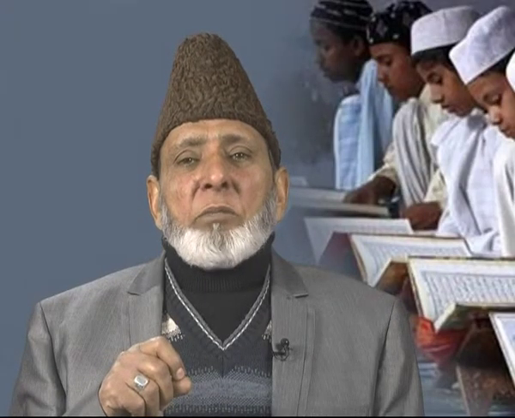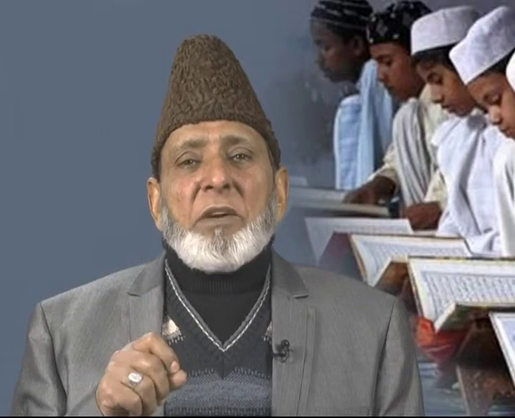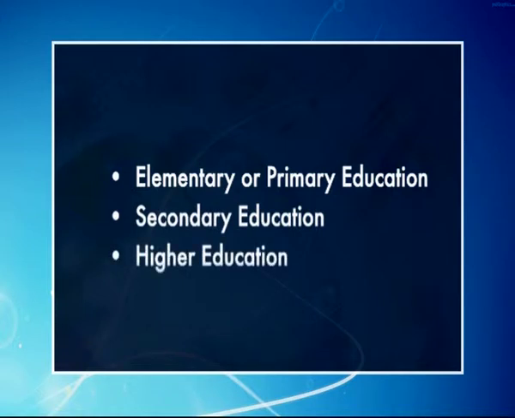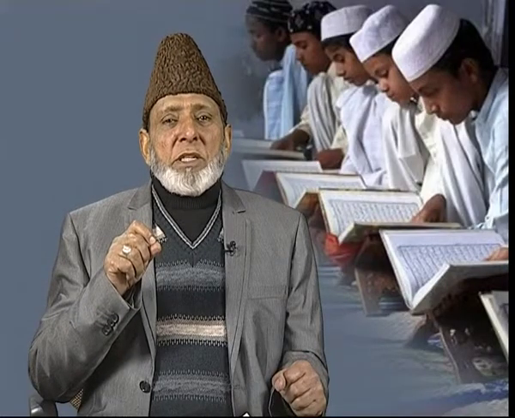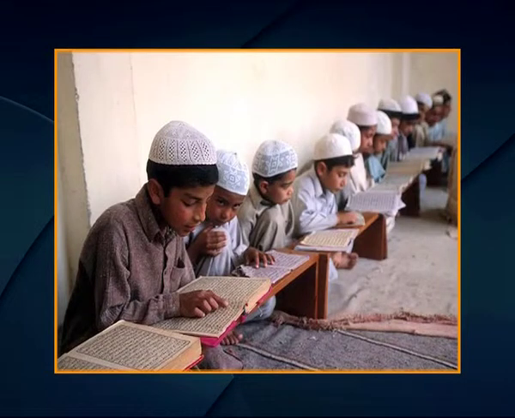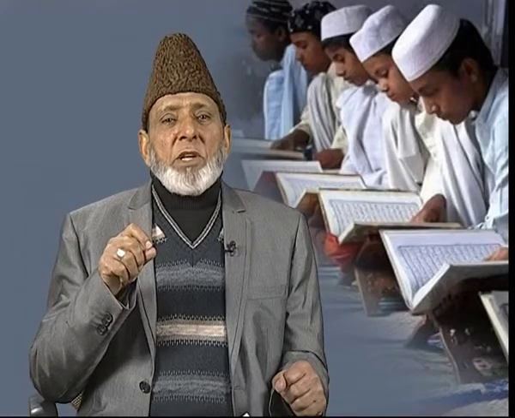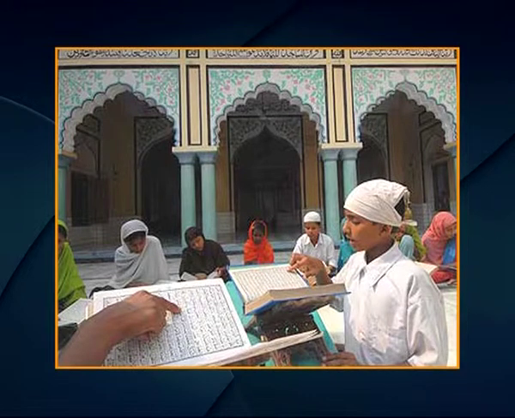Education under the Muslims was of 3 levels. 1, elementary or primary level. 2nd, secondary education level. And 3rd, higher education level. Now, primary education was imparted in institutions known as maktabs, whereas madrasas were the centers of higher education. The maktabs were usually attached to the mosques, and so were the madrasas.